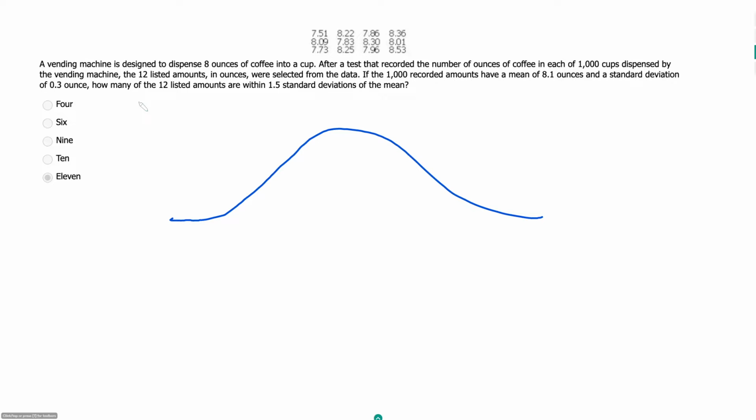A vending machine is designed to dispense 8 ounces of coffee into a cup. After a test that recorded the number of ounces of coffee in each of 1,000 cups dispensed by the vending machine, the 12 listed amounts in ounces were selected from the data. If the 1,000 recorded amounts have a mean of 8.1 ounces and a standard deviation of 0.3 ounces, how many of the 12 listed amounts are within 1.5 standard deviations of the mean?